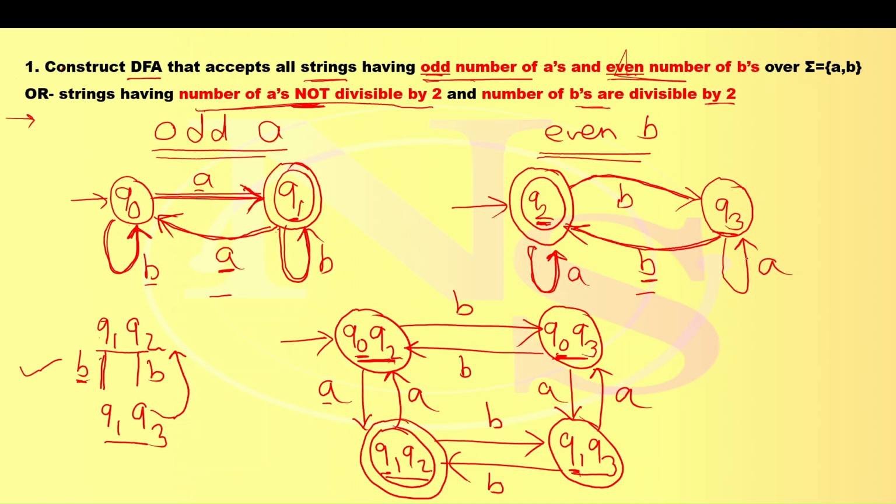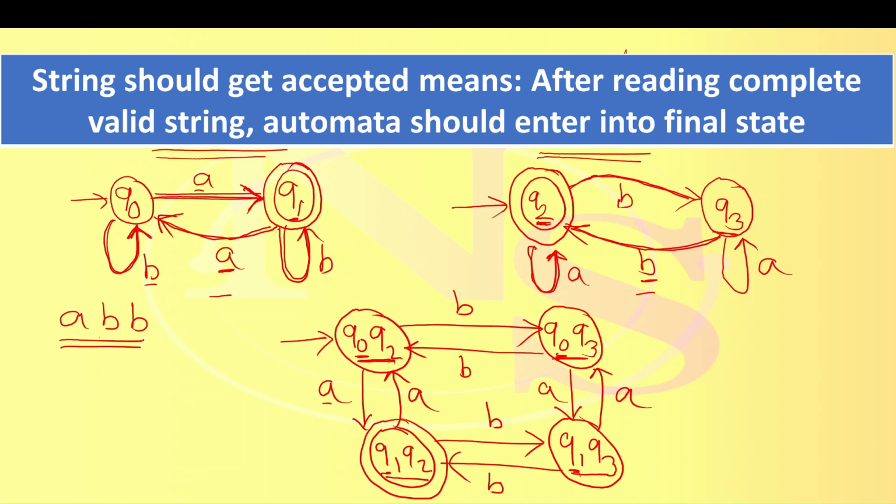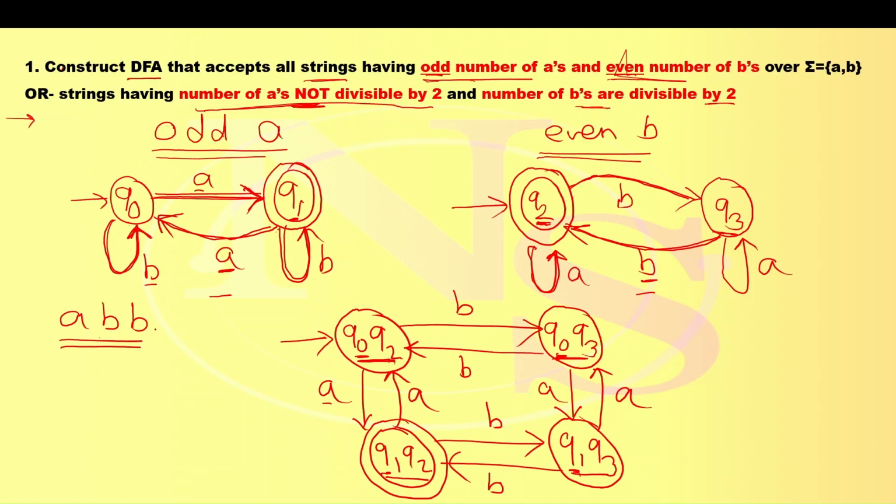This is your final solution, the final DFA, which will accept an odd number of A's and an even number of B's. If you want to verify, let's take one valid string. For example, odd number of A's means 1 A and even number of B's means double B. Check whether ABB is accepted by this DFA or not. When I say a string gets accepted by a DFA, it means what? By reading ABB, the automata should be present in the final state. So let's check this. Automata is starting with the state Q0 Q2. So first A will be read by Q0 Q2 and going to Q1 Q2.